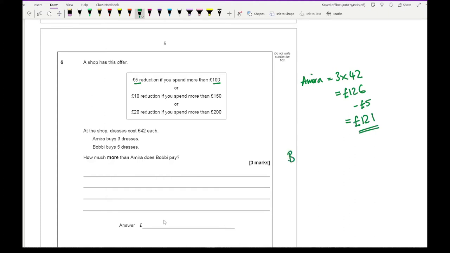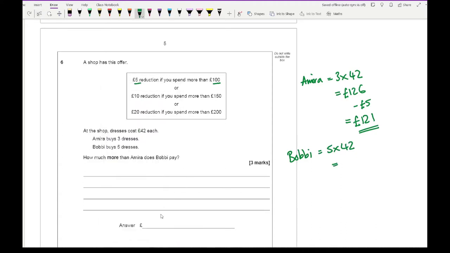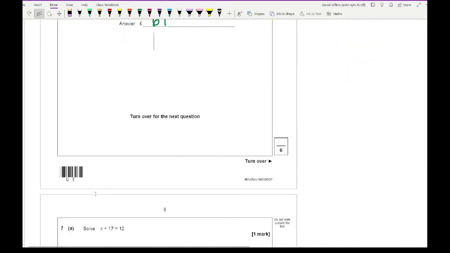Now, in terms of Bobby, Bobby's buying 5 dresses, so it's 5 times 42, which equals 210. Now because they are spending more than 200, they're going to get £20 off, so that's going to be 190. It's really important that you show your working out, because obviously it's worth 3 marks. So to work out the difference, I need to do 190 minus 121, which is £69.